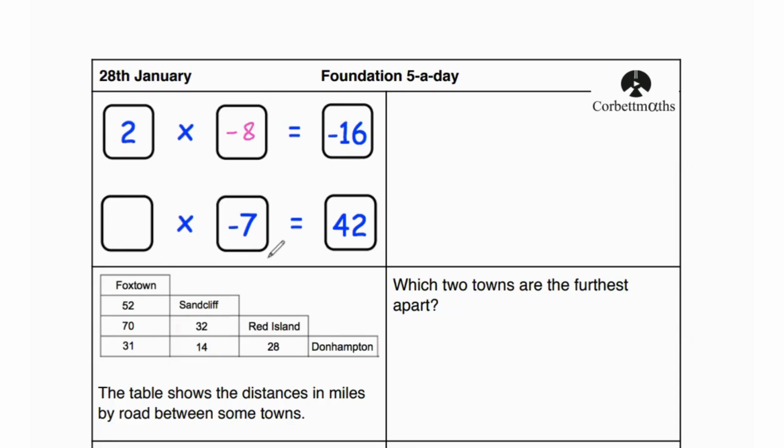Similarly, something times negative 7 gives us 42. So if you look at the 7 times table, 7 times 6 gives us 42. So since the 7 is already negative and the answer is positive 42, it's going to be negative 6. Because a negative integer multiplied by a negative integer gives us a positive integer, whereas a positive multiplied by a negative integer gives us a negative integer. So that's your answer.